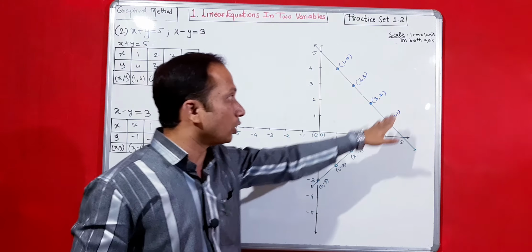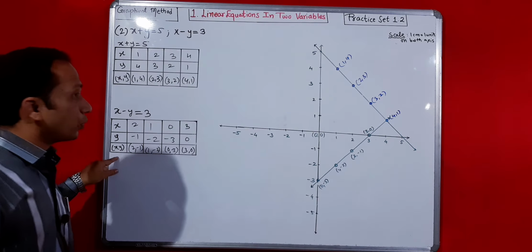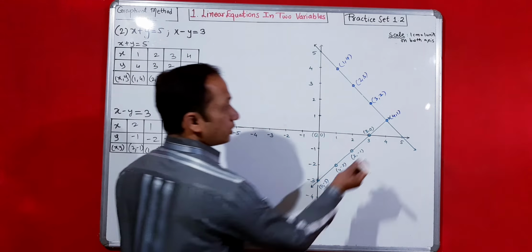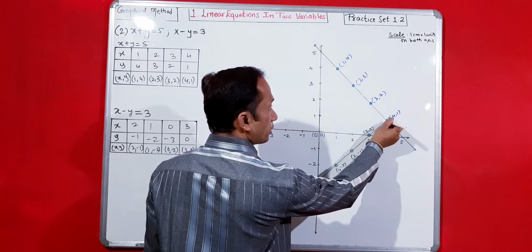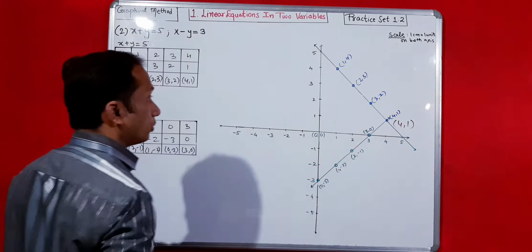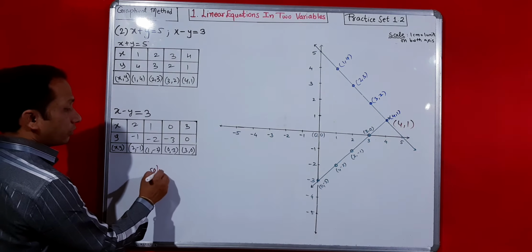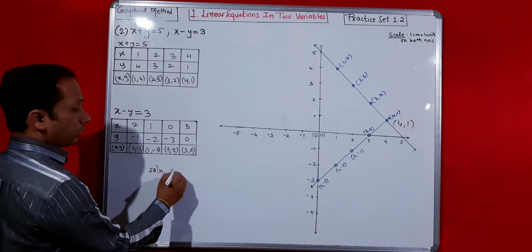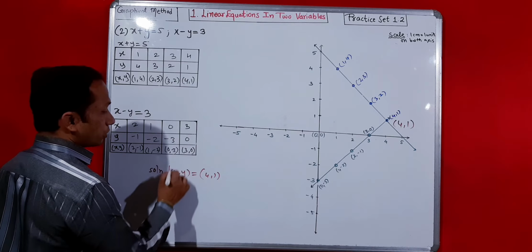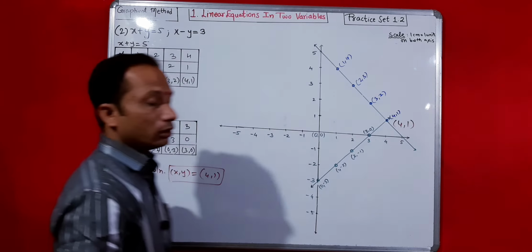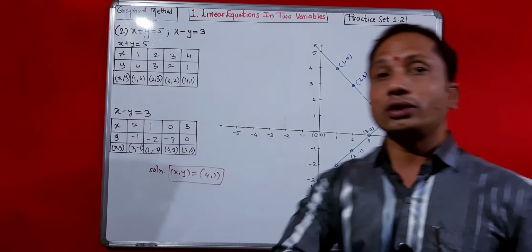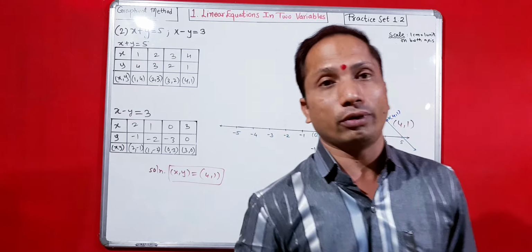So I have drawn all these points. You can check these points here on the graph. So solution is what? See, the point of intersection, this point is the intersection. So 4, 1. So this is your solution for the given linear equations. x comma y is equal to 4 comma 1. So this is your solution for these two linear equations. So in this way you have to draw the graph, and now we are going to solve the third problem.